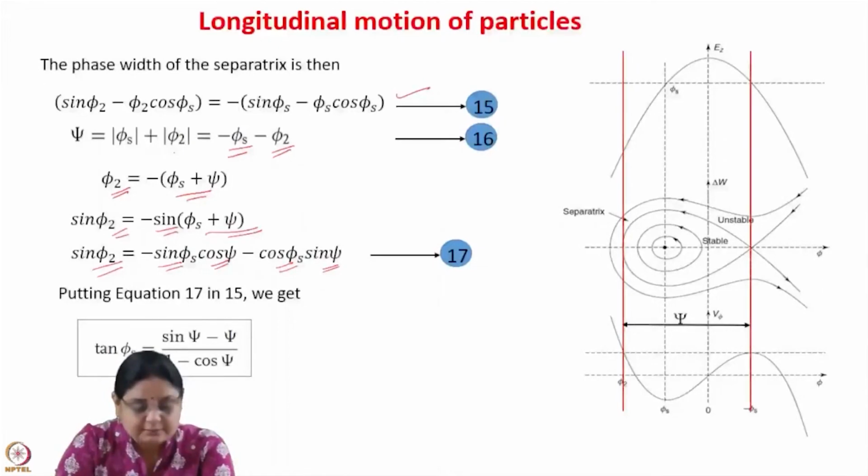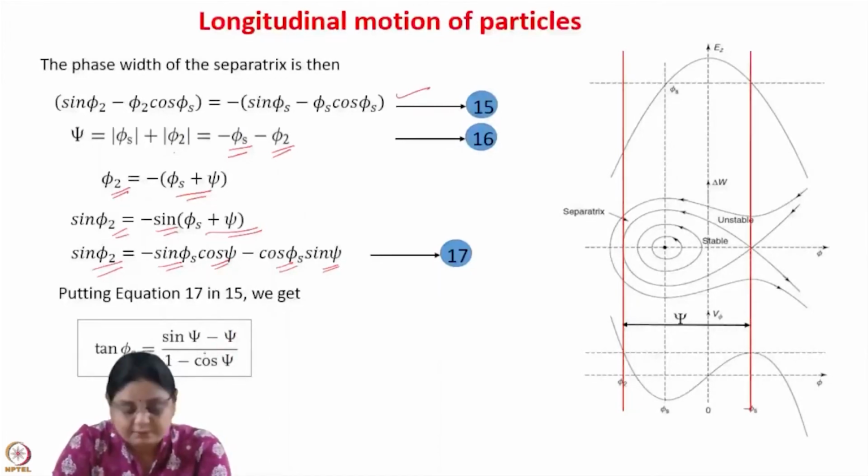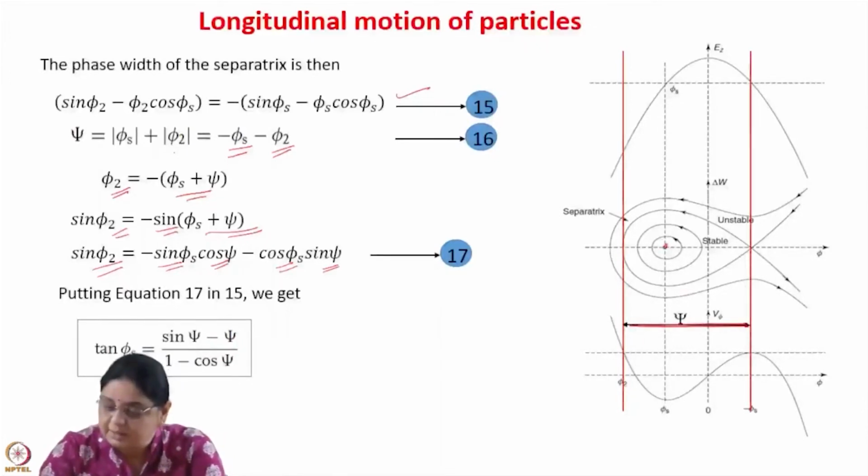Putting this in the expression for phi 2, we can get the value of tan phi s is equal to sine psi minus psi over 1 minus cos psi. So we have an expression for phi s in terms of the phase width of the separatrix. This is the phase width of the separatrix, and this is the synchronous phase phi s.